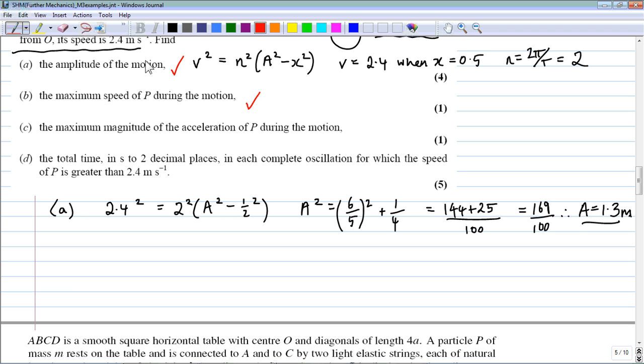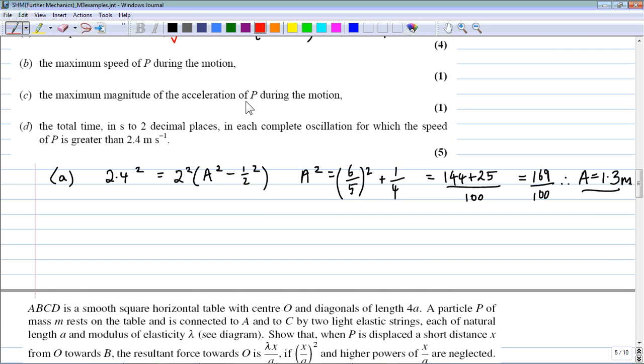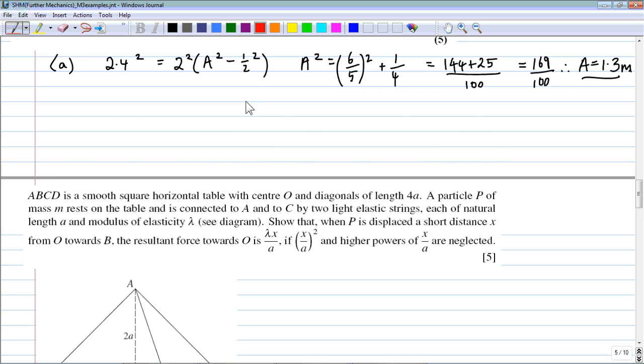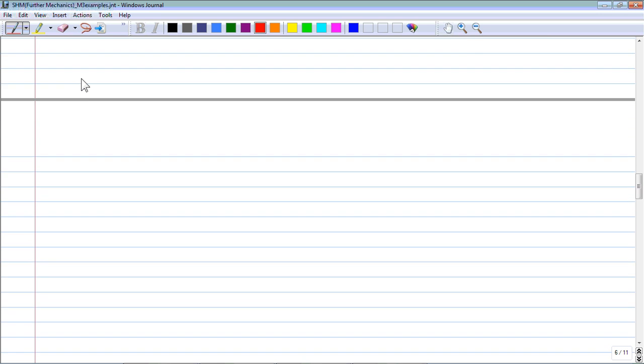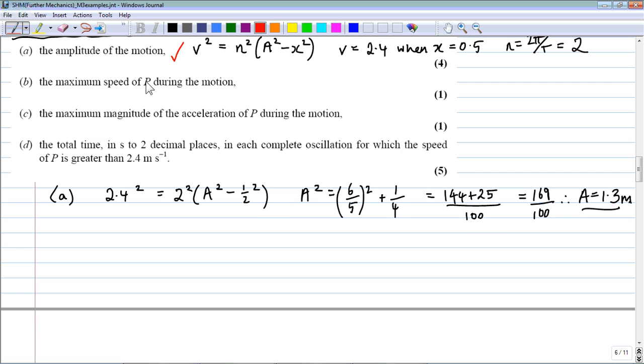Oops, sorry, we did this one, not that one. So we calculated the amplitude as 1.3 meters. So then it says find the maximum speed during the motion. Let me just make some more room here. So now it says find the maximum speed during the motion. Well, again, this is a question of remembering the right formula.